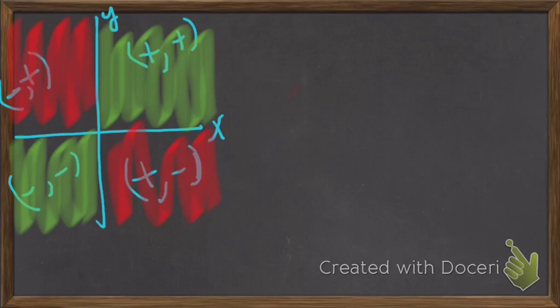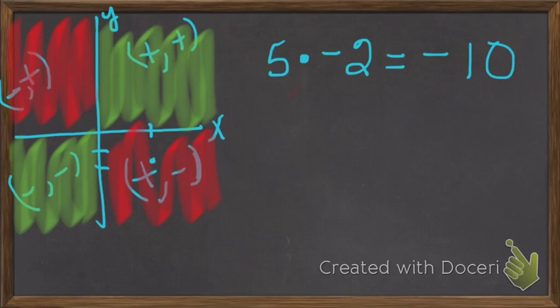So let's think of an example. If we did 5 times negative 2, I have a positive 5 and a negative 2. So I'm down in here in this region. So 5, negative 2, I'm in the red zone, so I know my answer is going to be negative, so it's negative 10. The signs are different, I get a negative. If we did 8 times 4, they're both positive. So I would be over in here someplace. Okay, so 8 times 4, I'm in the green, so I know my answer is going to be positive.